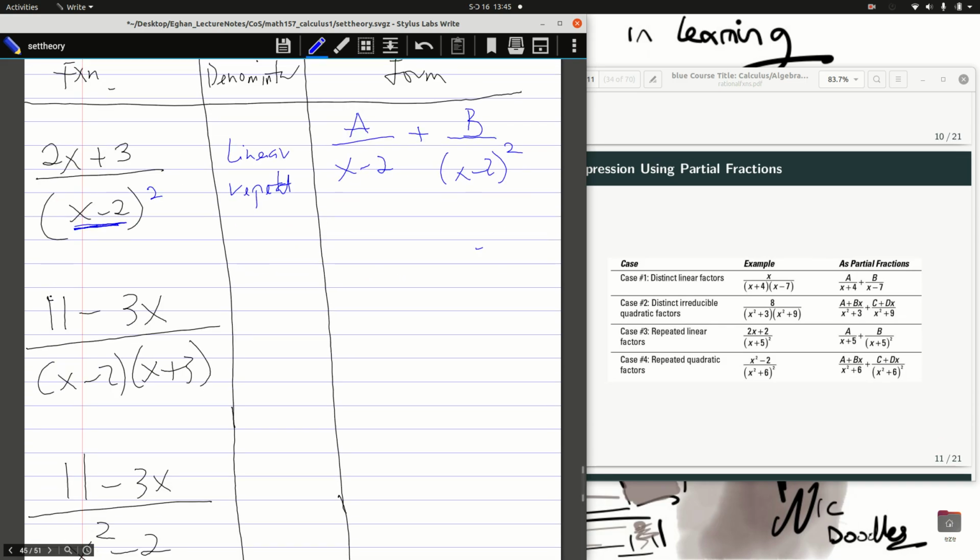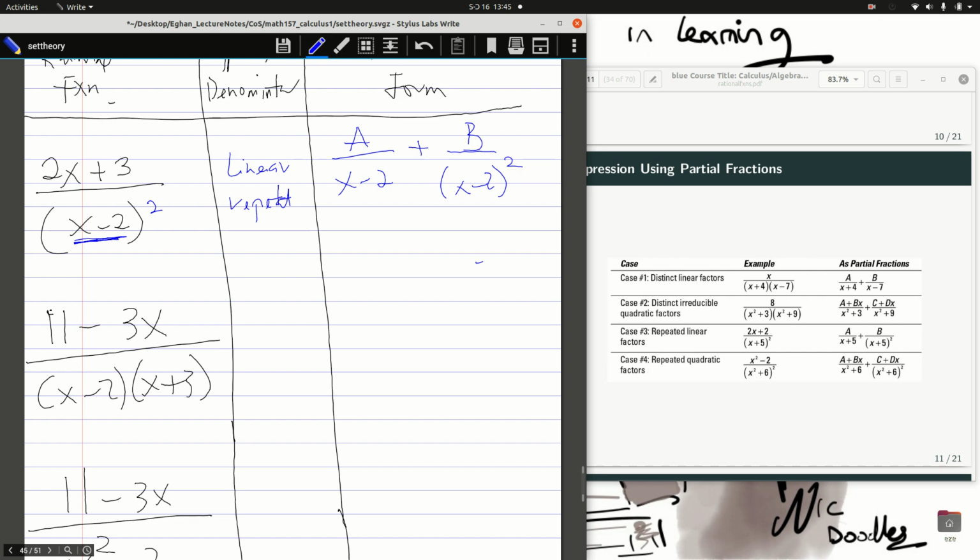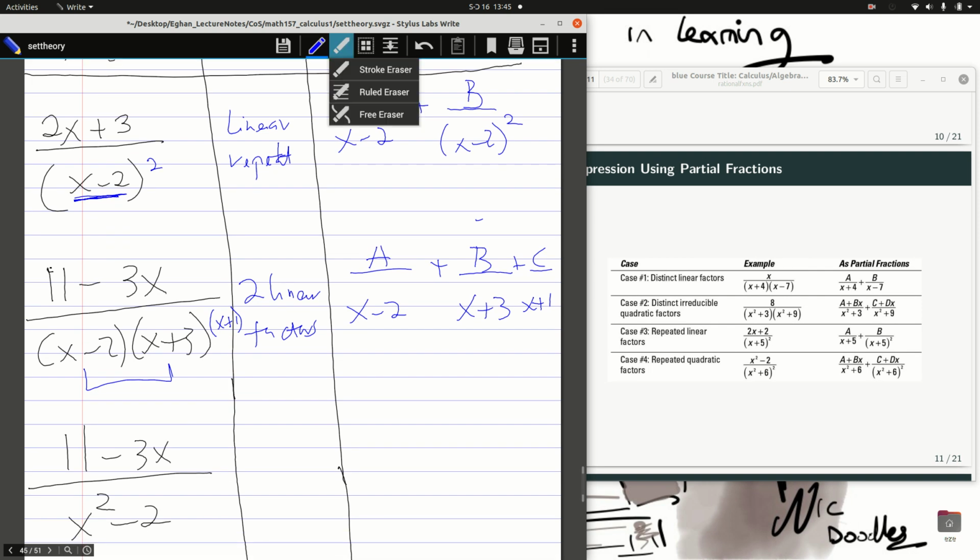In the second example, the concentration is on the denominator. It is 2 linear factors, 2 different, so they are not repetitions. So I simply have A over the first factor plus B over the second factor, and I'm done. If there was an additional factor, say x plus 1, then I'll have it as C over x plus 1. Okay, but we don't have it there, so let me take it off.